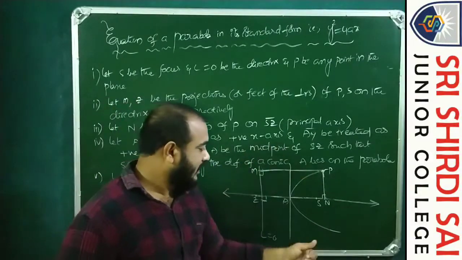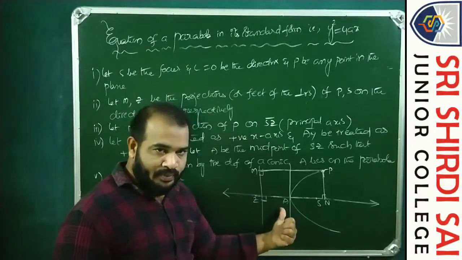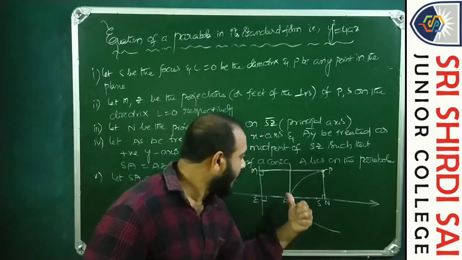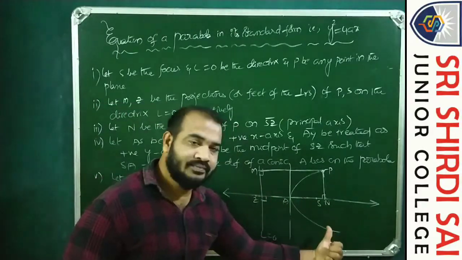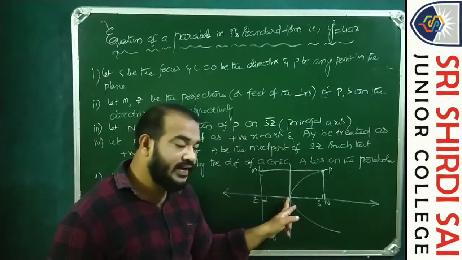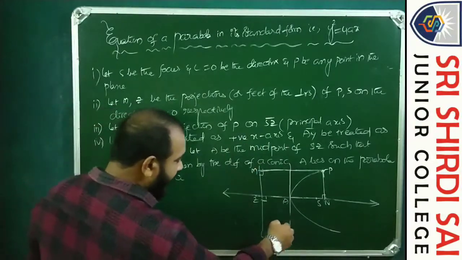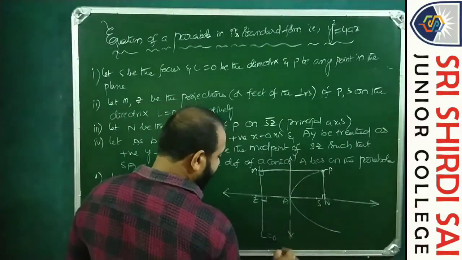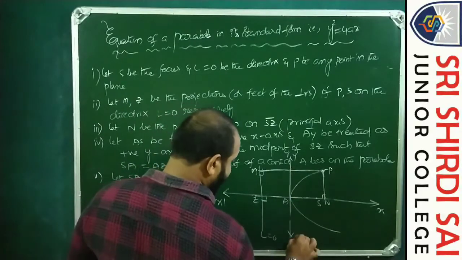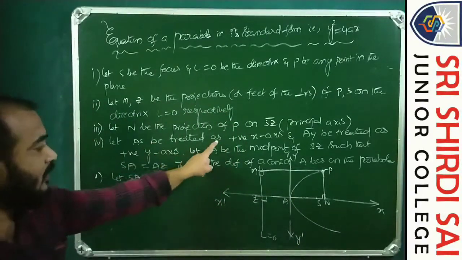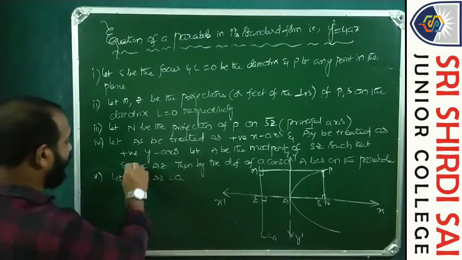AS is treated as the positive x-axis. And what is A? A is called the vertex. Why? Because the vertex is defined to be the point of intersection of a conic, which here is the parabola, and the principal axis. They intersect at this point A. So this is the x-axis and this is the y-axis, with the negative x-axis and y-dash. AS is treated as the positive x-axis and AY is treated as the positive y-axis.